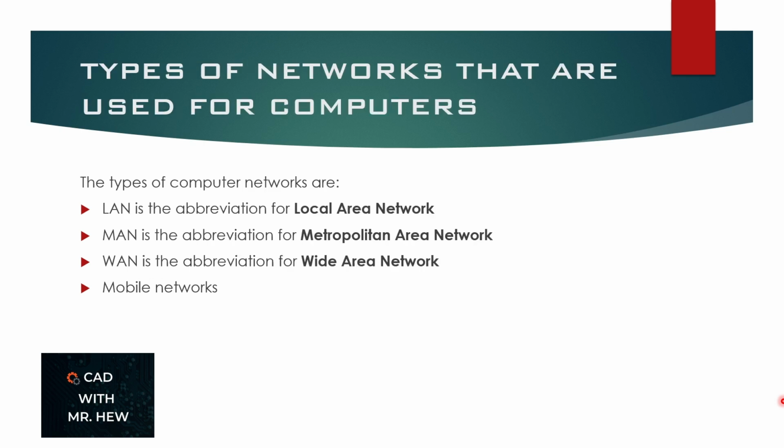Types of networks that are used for computers. The types of networks are local area network, which is abbreviated LAN, metropolitan area network, which is abbreviated MAN, WAN is the abbreviation for wide area network, and we have the fourth type of network that we are looking at today, mobile networks.